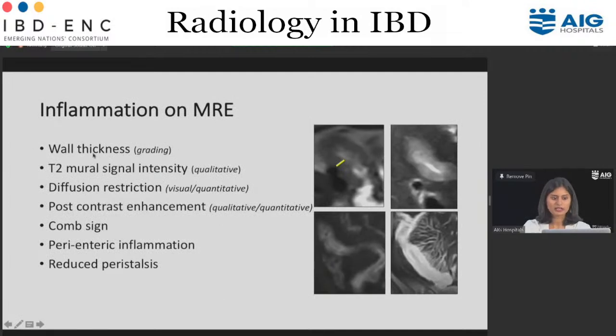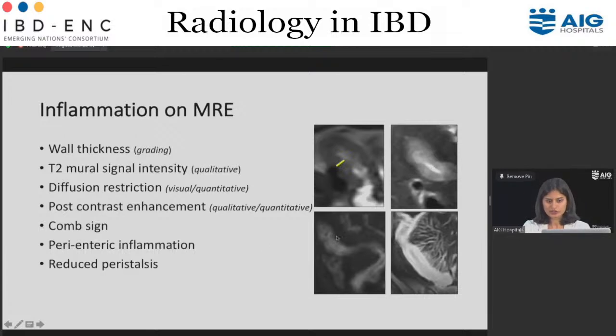Again, with similar parameters like in CT enterography, based on wall thickness, you could grade them similarly like in CT. So this is the wall thickness, single wall thickness from outer to inner aspect on a T2 fat suppressed image. Sorry, on a T2 non-fat suppressed image. Ideally, the wall thickness should be measured on a non-fat suppressed image or a post-contrast image. And the second image shows that there's mural hyperintensity in the involved segment, suggesting that there is edema or inflammation.